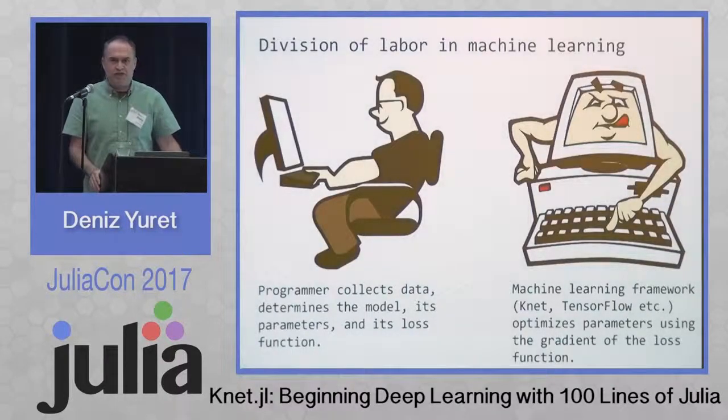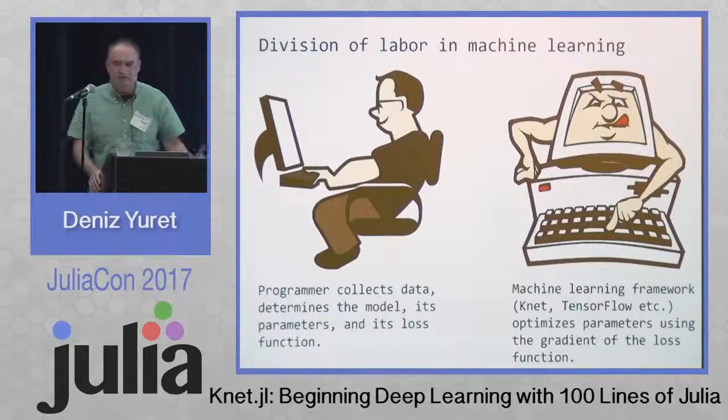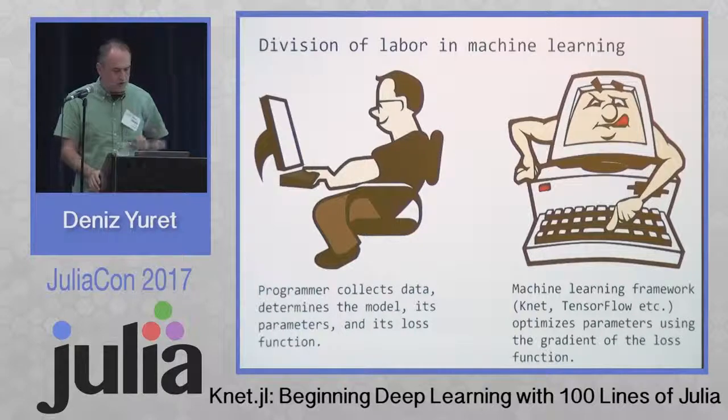So basically, a machine learning system helps a user do some of the things that can be automated. It's still the programmer's responsibility to collect the data, determine what model to use, the parameters, the loss function, etc. You decide all that. But ideally, everything else should be done by the machine learning system, which helps you optimize the parameters using the gradient of the loss function.